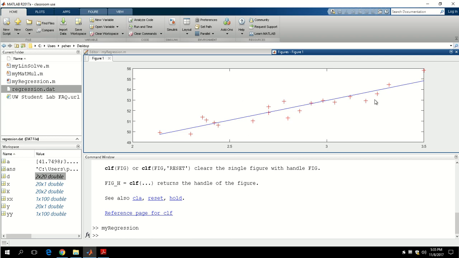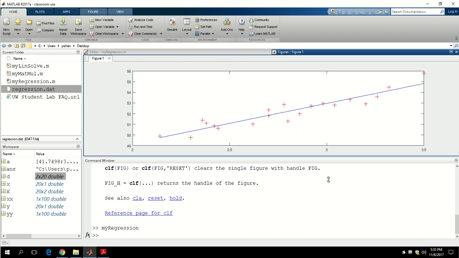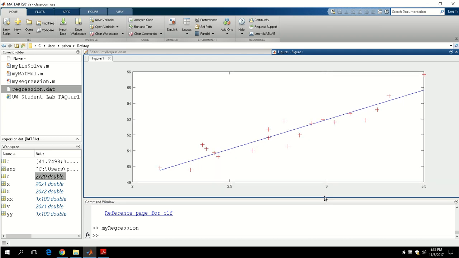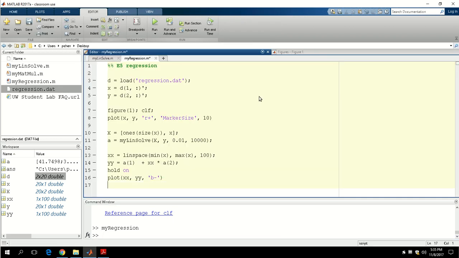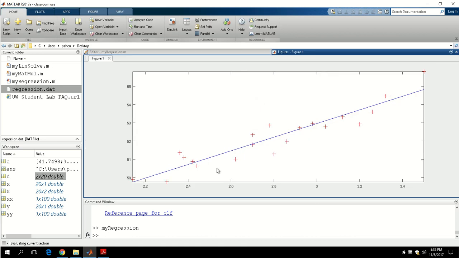So that's our best fit straight line to go through all the data points, right? And we have been using our own. Maybe I should make it axis tight, right? So that's a linear regression, right?